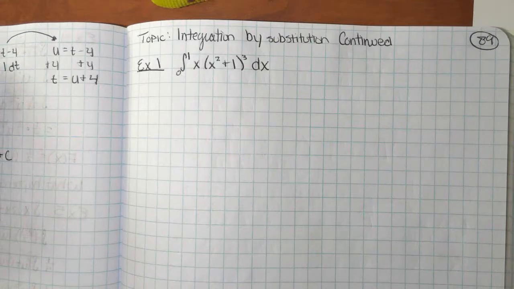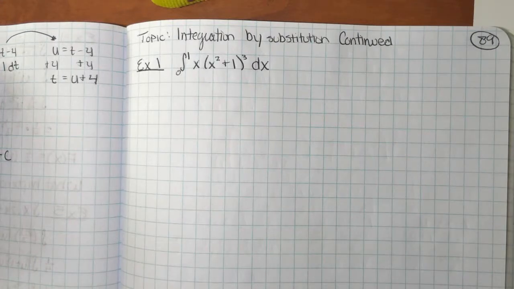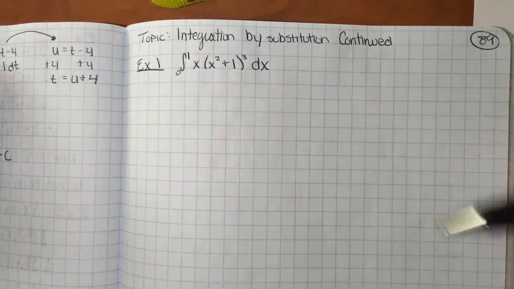I like to use substitution a little bit more when it's bounded because I don't have to go back in at the end and replace all my u's with what x used to be. Okay, and here's how we're going to do this. Everyone sees this function, correct?